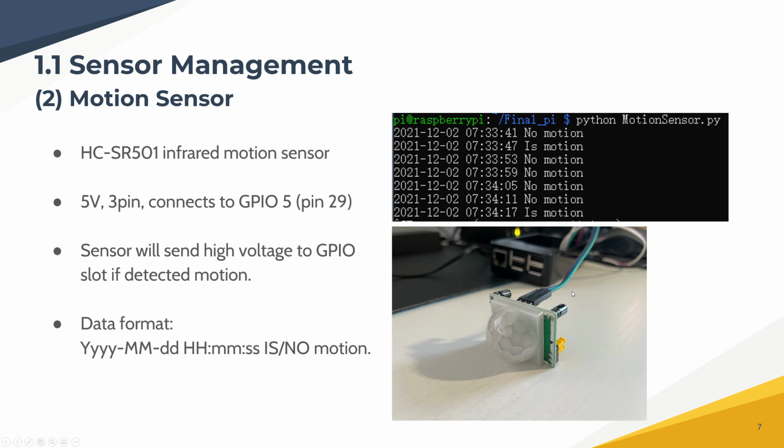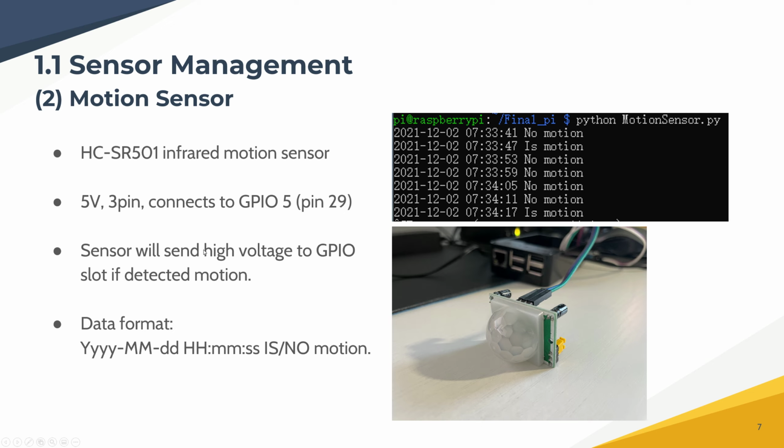So first we introduce the motion sensor. As we said, it's an infrared motion sensor, and it has three pins. The green wire connected to the left one is the VCC, so it should have a 5-volt VCC. And the middle wire, which is a blue wire, is connected to the data, and the right one is connected to the ground.